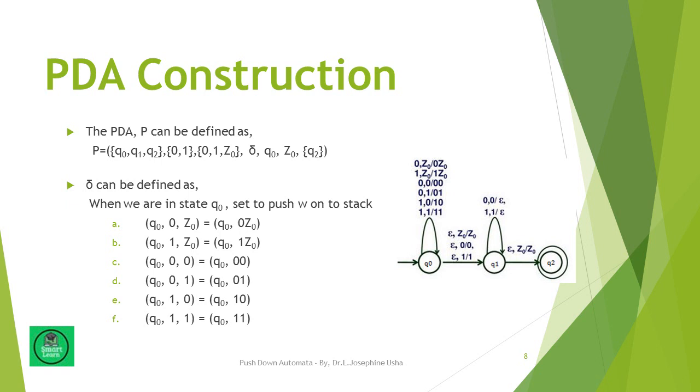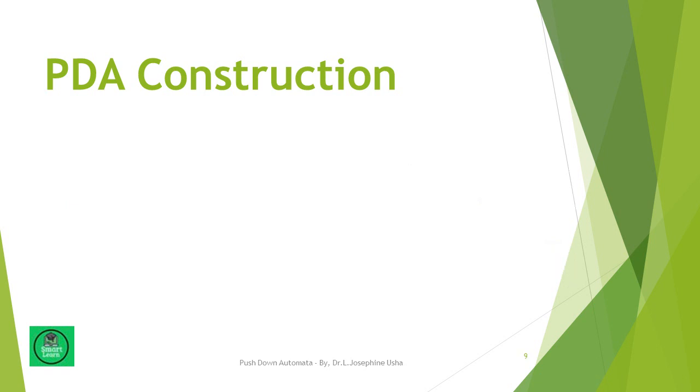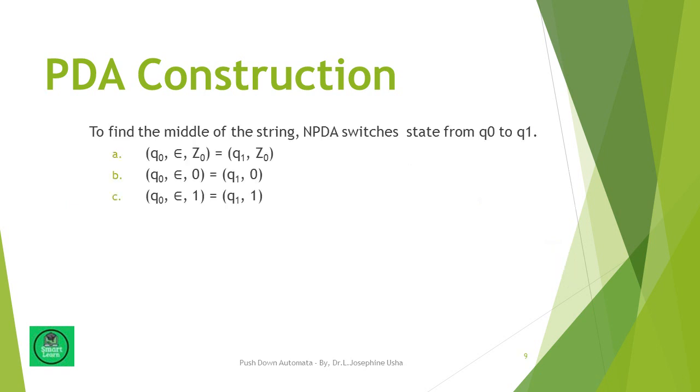Now we are not changing the state; we stay in the same state. In the state Q0 you read all the symbols in W and push them into the stack. This is the first set of transitions. Next, you assume you meet the middle of the string, that is, the end of W.